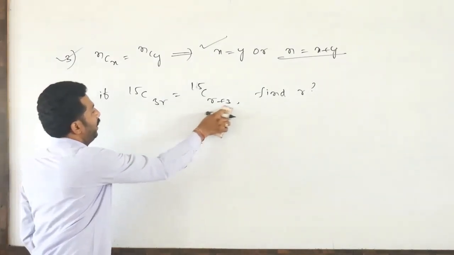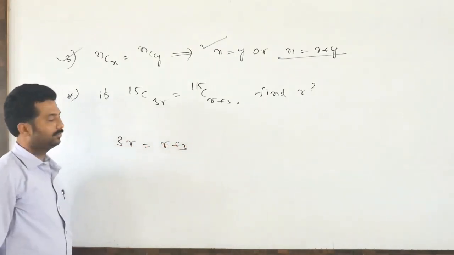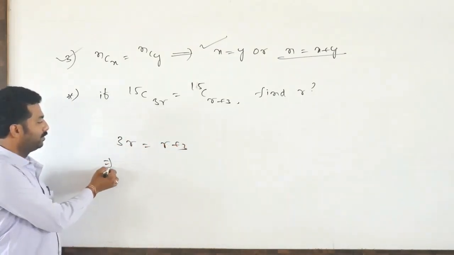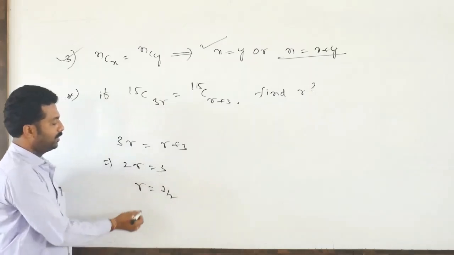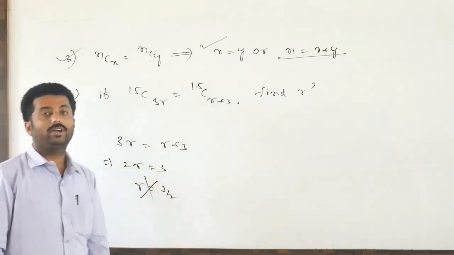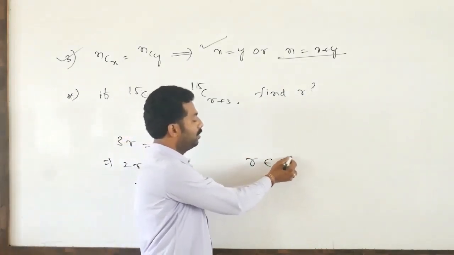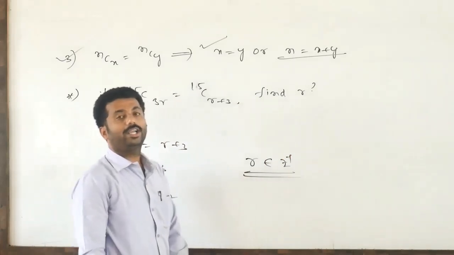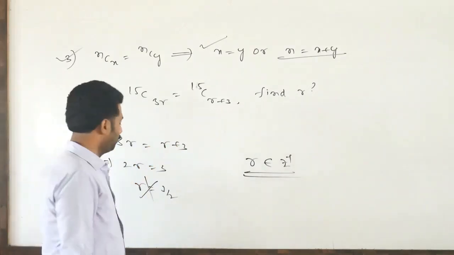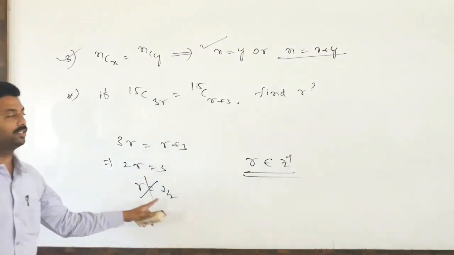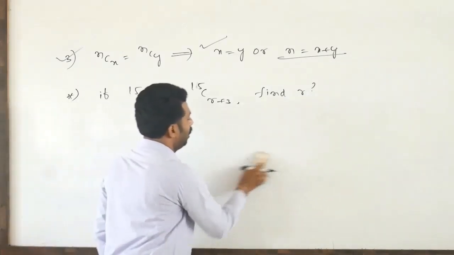Suppose, in the first case, I take 3r equal to r plus 3. Taking r to the left side, that is 2r equal to 3, so r equals 3 by 2. This is an impossible case, because the r value should always be a non-negative integer. So the r value may be 0, 1, 2, 3, 4, 5 like that. A fraction is not the proper procedure. So x is not equal to y.